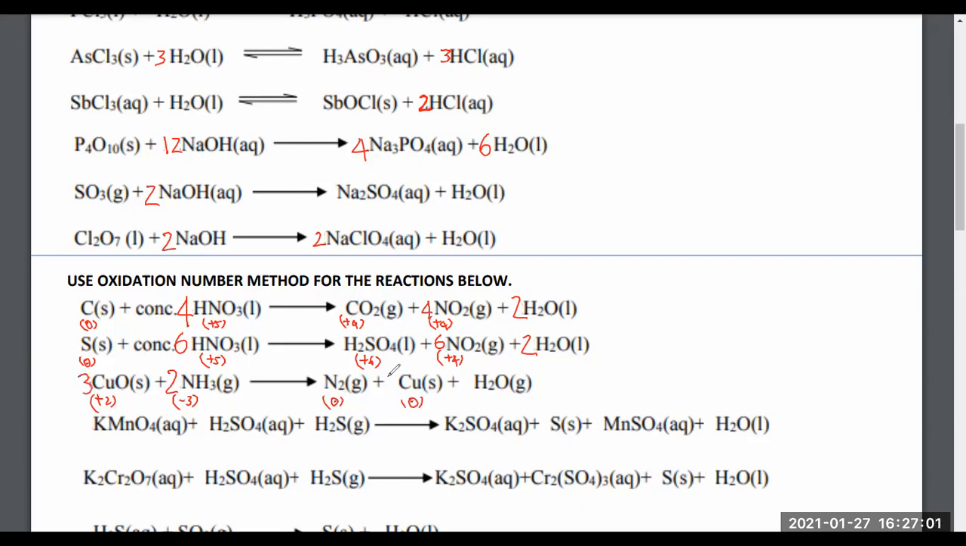3 copper, 3. 2 nitrogen, already balanced. 6 hydrogen and 3 oxygen. Therefore, we put a 3 here. Simple as that. Okay, right, straightforward.